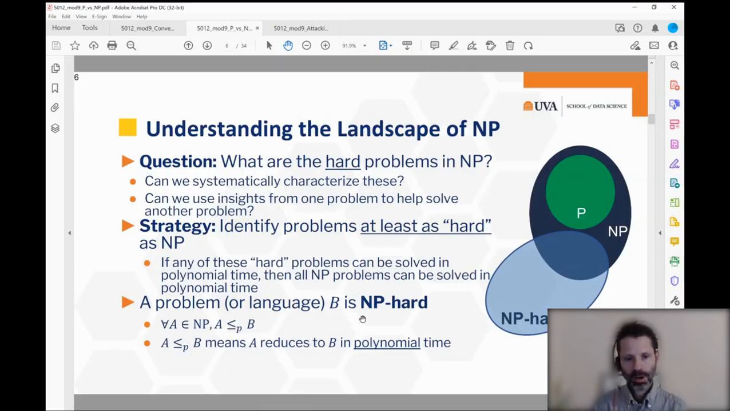One way to show that a problem is NP-hard is to do a polynomial time reduction from an NP-hard problem to that problem. That is, we can simply reduce A to B in polynomial time, thus showing that B is going to be at least as difficult as A.